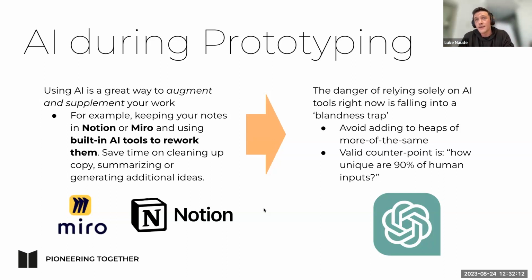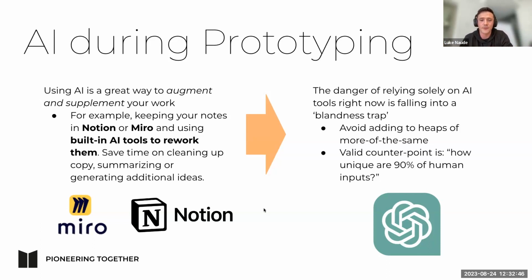The danger of relying too much on AI, I've referred to as a blandness trap, creating lots of the same. If you're leaning very much into AI tools and asking them to just spit out outputs, you are ending up with things that are based off of what's already existing, and that can mean that everything can start to look the same, and maybe that means it stands out less to users or less to the people that you're showing it to.